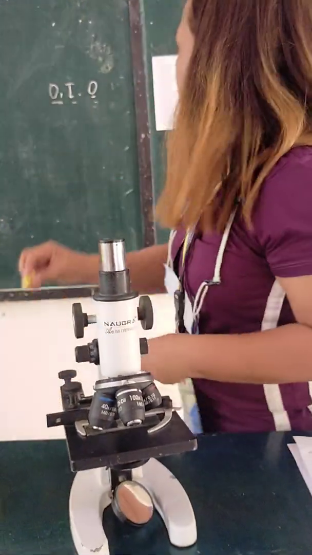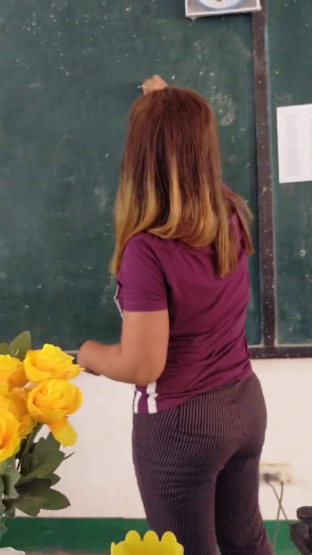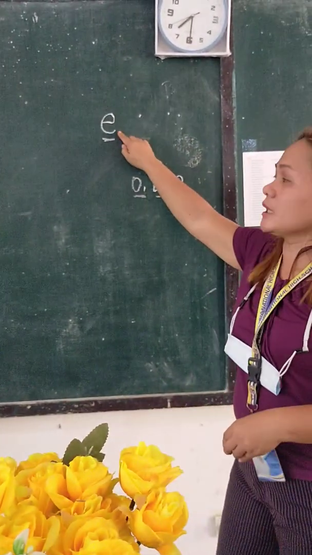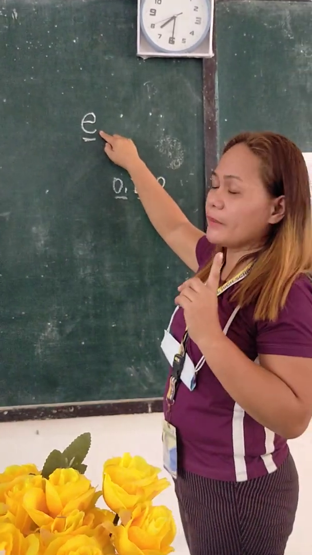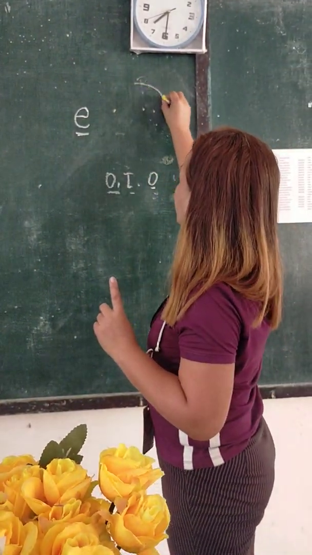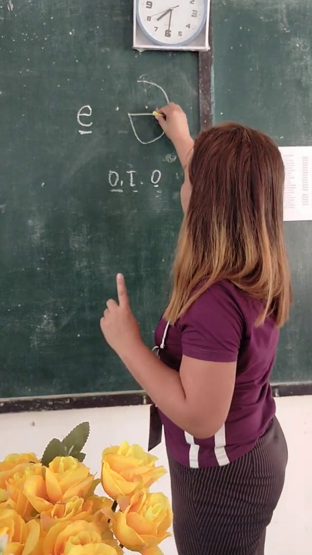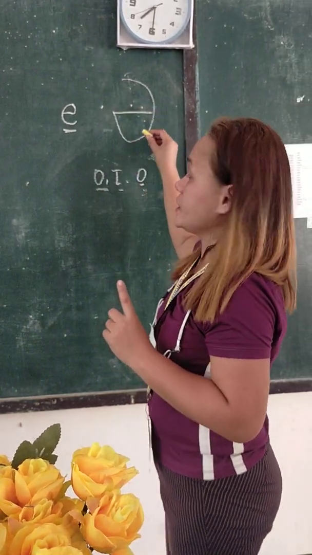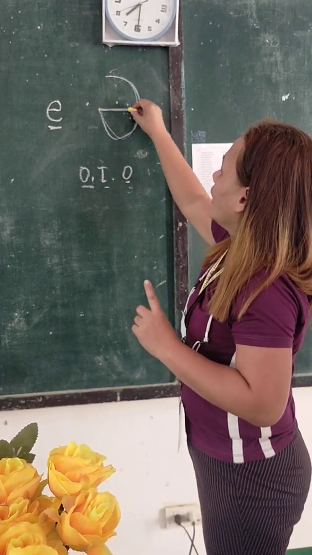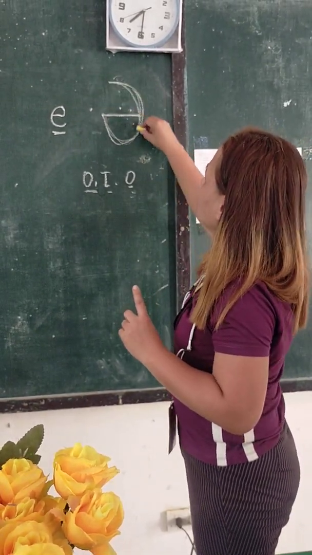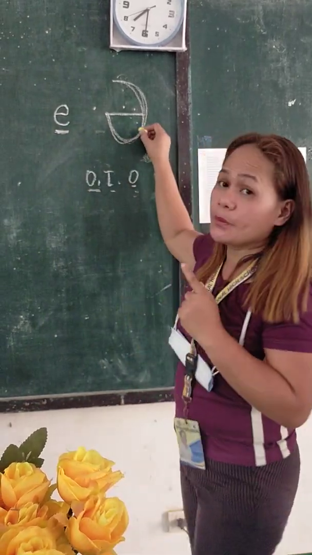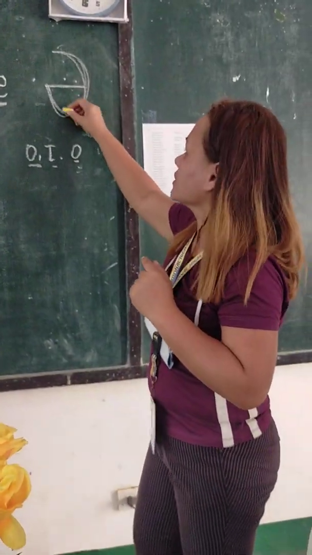If this is your letter E, with your naked eye, this is your letter E. Under the microscope, it is inverted and it is very big because it is being magnified. It looks like this. It is inverted and upside down. So this is for your naked eye. This one, for the microscope, it looks like this.